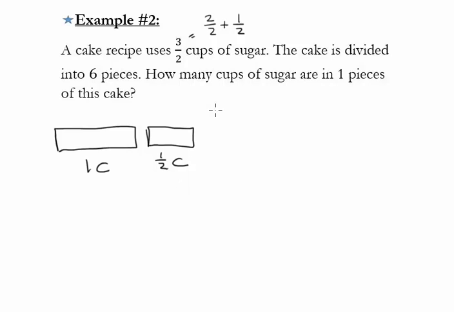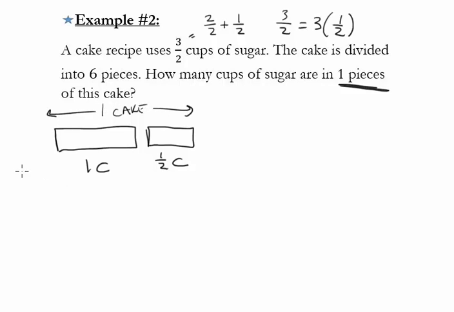We could also rewrite 3/2. We'll get into all this later, but we're basically saying we have 3 of these things that are halves of a cup. The cake is divided into 6 pieces. How many cups of sugar are in one piece of this cake? If this represents the whole cake, one cake has 3/2 cups, all of this sugar. This is the amount of sugar.